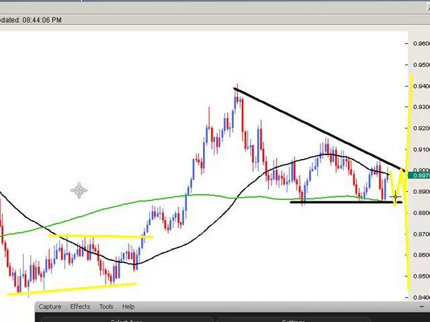One way to resolve a lot of those fake outs, because you can never resolve 100% of them, but the way to resolve the bulk of those is to allow a close outside of the top of this pattern or the bottom of this pattern, and then hop in short down here and ride it down, or hop in long up here once you see it close and head up.